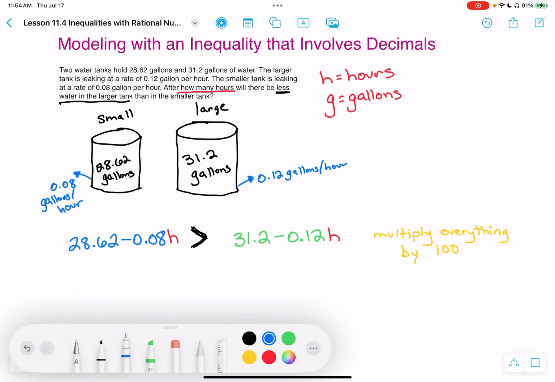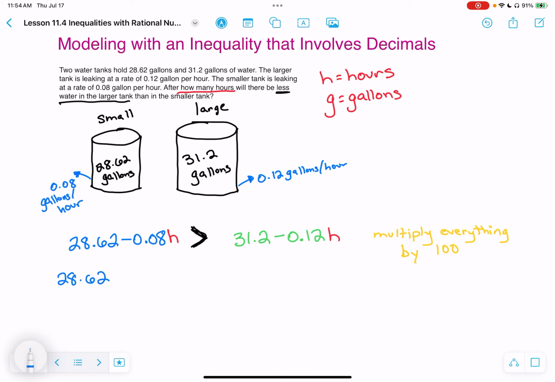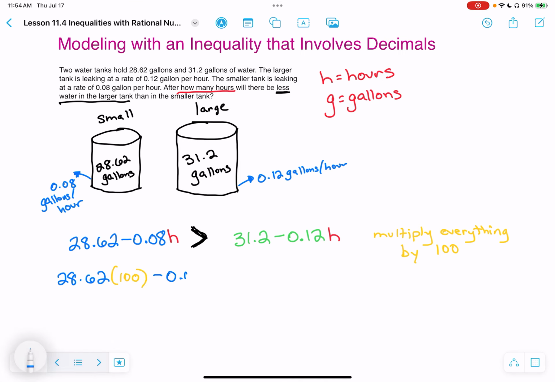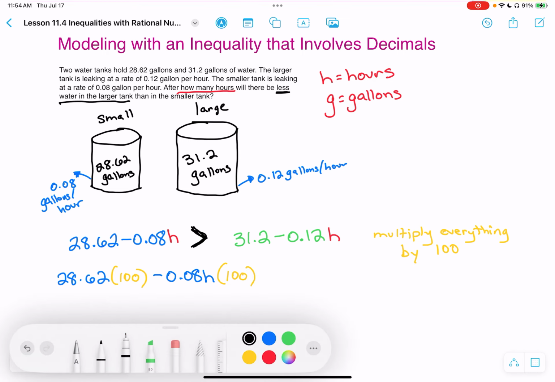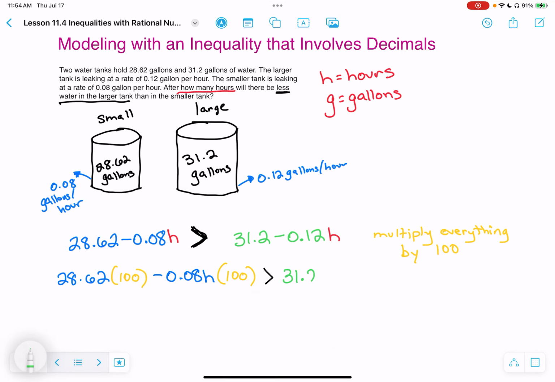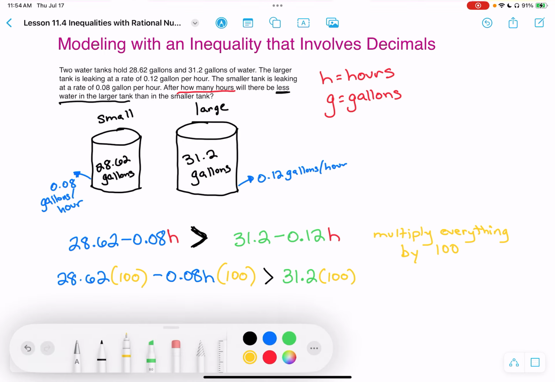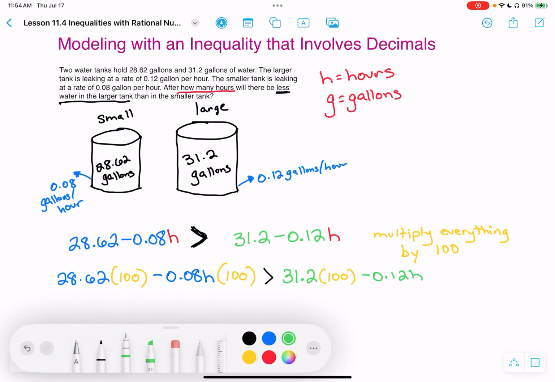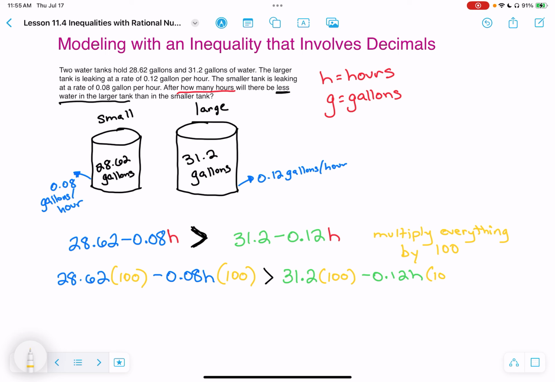So we do 28.62 times 100 minus 0.08h times 100. And then we'll do 31.2 times 100 minus 0.12h times 100.